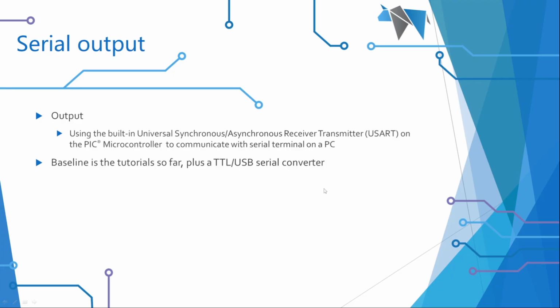So, serial output. It uses the inbuilt universal synchronous asynchronous receiver transmitter, quite the mouthful, or UART. USART is another name for it. EUSART is another, but it's a PIC microcontroller module that allows communications on the serial communications protocol. And I'm going to be doing it to a PC. So this builds upon the tutorials that we've done so far, plus this TTL USB serial converter.